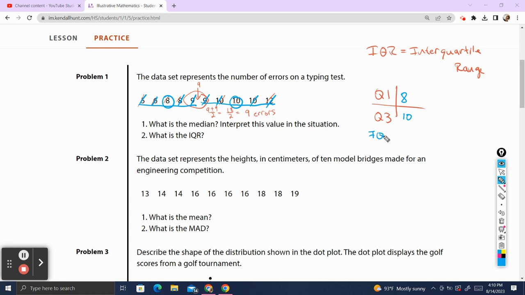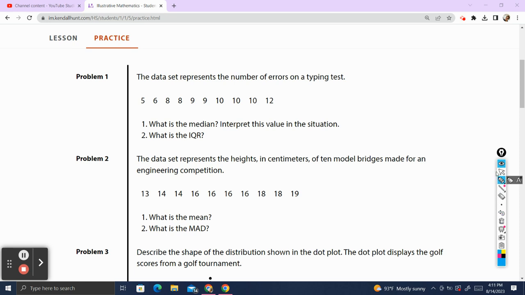Now IQR has a simple formula, which is Q3 minus Q1. We've already calculated Q3 as 10, and we've already calculated Q1 as 8. So it will be 10 minus 8, which is equal to 2. And that's our answer. I always like to write my things out in boxes and tables so I can clearly see exactly what I'm calculating. Let's move on to the next question.